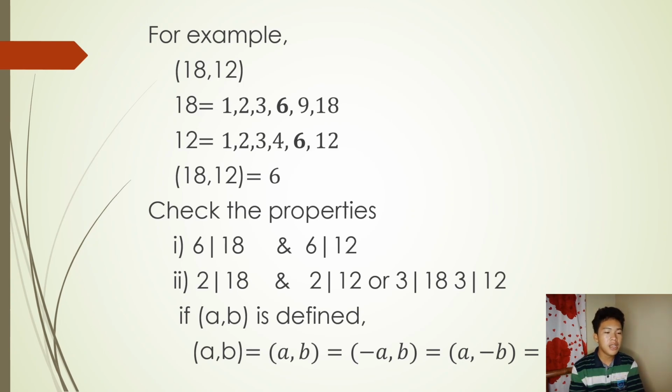So if a and b are defined, the GCD of a and b is equal to the GCD of negative a, b, which is equal to the GCD of a, negative b.